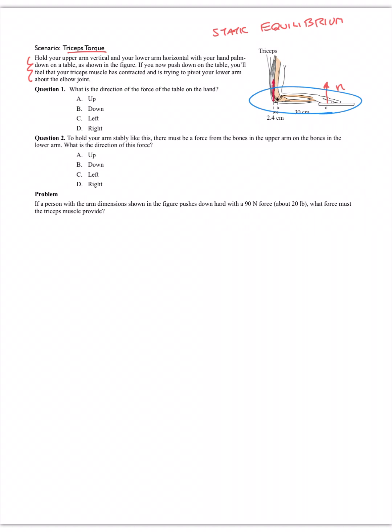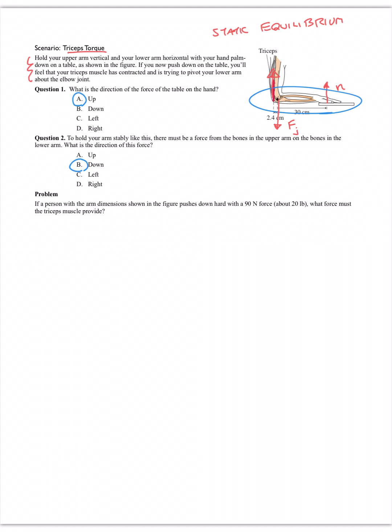The triceps is pulling up on your lower arm. The table is pushing up on your lower arm. There must be a force from the bones in the upper arm on the lower arm, and it has to be directed downward. I'm going to call that F sub J. That's the force in the joint. That's typically what we called it, and that has to be directed downward. So the table pushes upward on your hand, and the upper arm pushes downward on the bones in your lower arm. And then the question asks here, if you're doing this, what force must the triceps muscle provide?